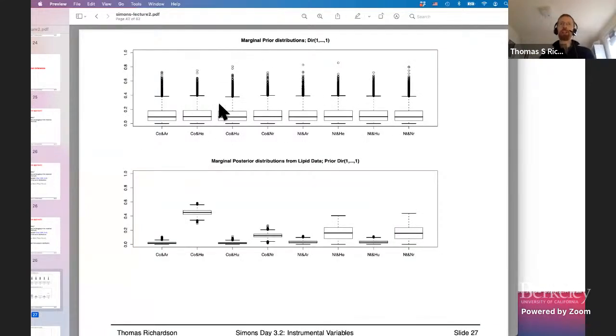So here, these are the marginal prior distributions. Recall that in that lipid example, the cholestyramine example, there are only two compliance types, complier and never taker, because if you're in the control arm, you weren't going to get the treatment. We've got our four response types: always recover, helped, hurt, never recover. So we've got eight types that we have to worry about in this setting. This is the marginal prior distribution that you get. Here I just put down uniform on the simplex. And then these are the posterior distributions. This is actually a distribution that's living in a seven-dimensional space, but I'm showing you the marginals.